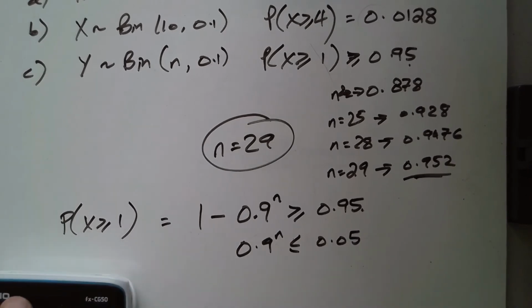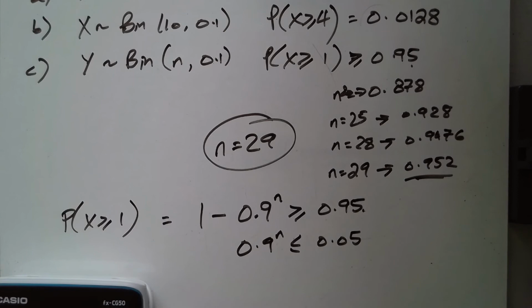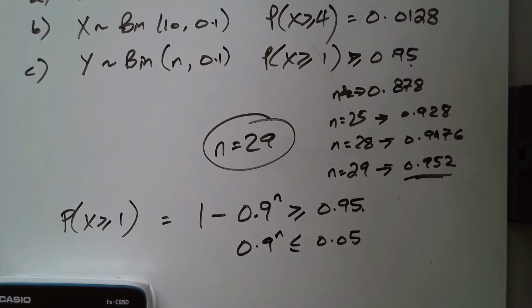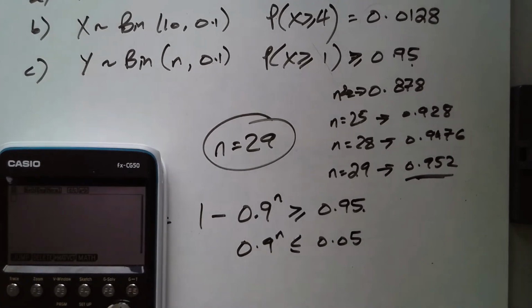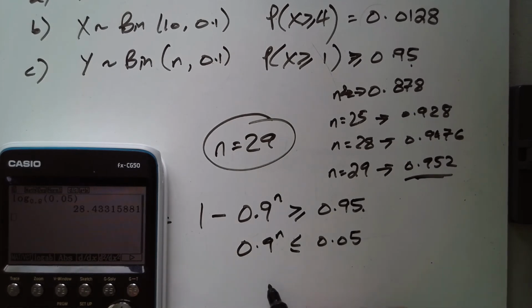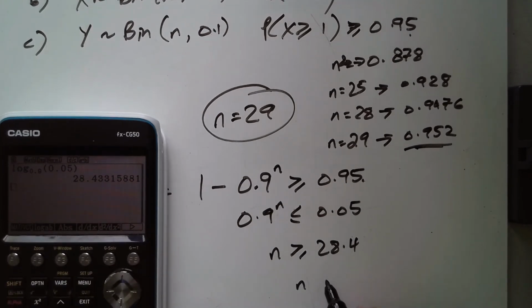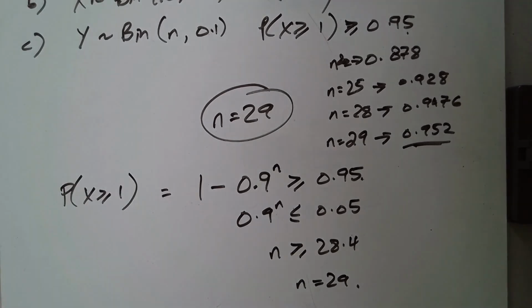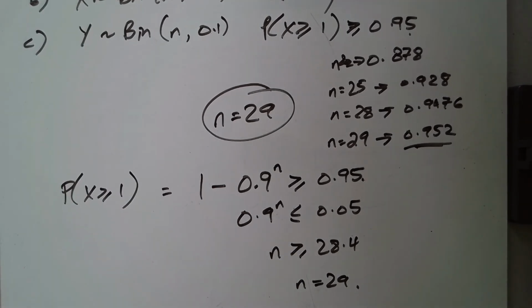You might not have done logs yet, but this is what we want to do for this bit, on the calculator. All we're going to do is log base 0.9 of 0.05, and that tells us n is going to have to be greater than or equal to 28.4. And so n, again, turns out to be 29. So that's a more algebraic way of doing it if you don't like just trial and error. But if you don't know logs yet, that wouldn't have been possible.